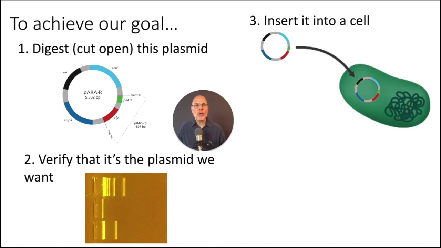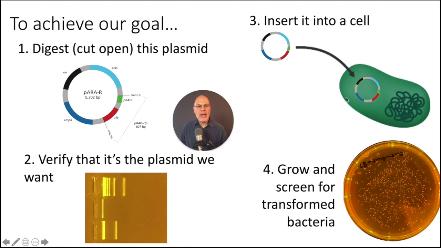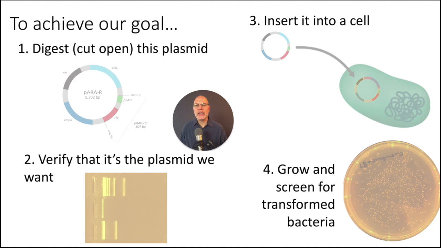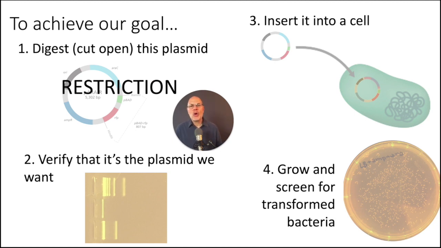And then we're going to take this plasmid, insert it into a cell, and then finally we're going to grow and screen for the transformed bacteria to make sure that we've got just the bacteria that we want. And just to learn the lingo, the first step is called restriction. It uses restriction enzymes to cut open the plasmid.